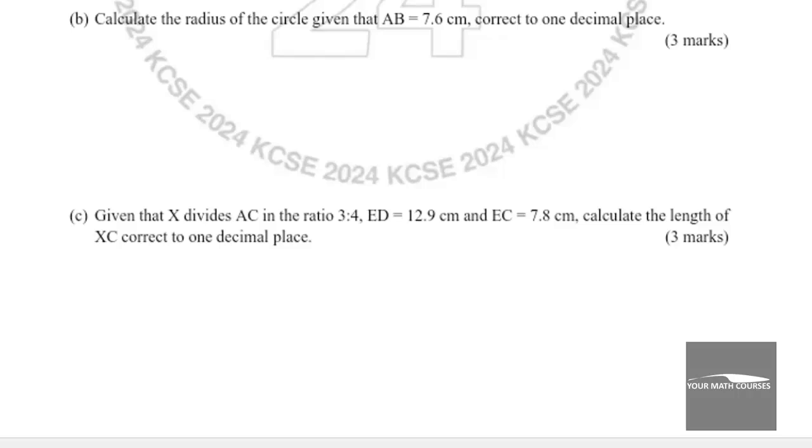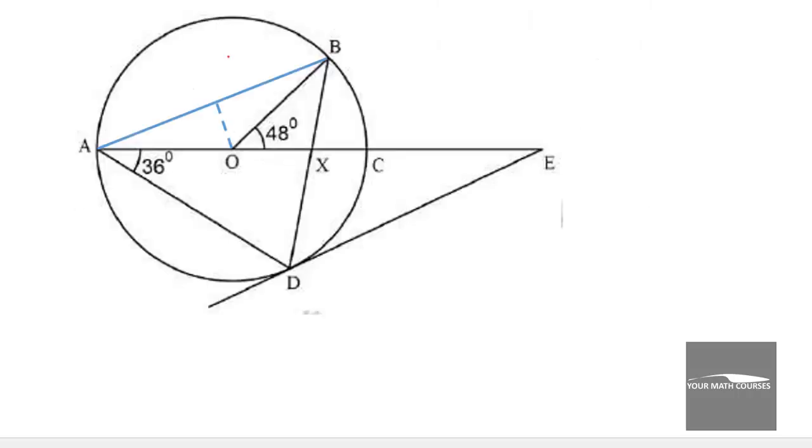Now let's proceed to the B part. Calculate the radius of the circle given that AB equals 7.8 centimeters. Correct to one decimal place. So we introduce a line like this to get the AB to be 7.8. And this line ON should divide it into two equal parts. So we have 3.9 here and we have 3.9 here. The whole of this angle should be 132, so that when we add it to 48, we get the sum of angles on a straight line to be 180.